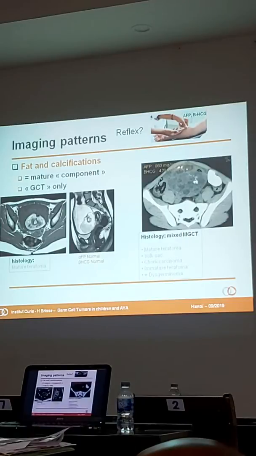In this case, you have 5 different components in the tumor. So the pathologist showed we have mature teratoma. We can say before yolk sac and choriocarcinoma we knew because the levels were increased, but there was also immature teratoma and dysgerminoma in this tumor.